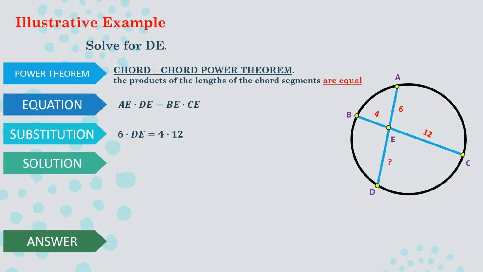Then solving for this, we're just going to apply the multiplication. That will give us 6DE is equal to 48. We divide both sides by 6, then DE is equal to 8. So therefore, the measure of segment DE is equal to 8 units. Since we are talking about lengths of segments, we can just simply use the word unit if there's no given unit of measures on our measures.